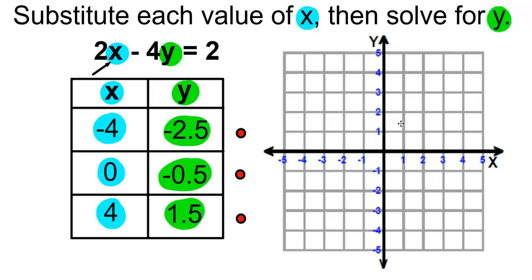We'll now plot this on the graph. So we'll start when x is equal to negative 4, y is equal to negative 2.5. Our next plotted point is when x is equal to 0, y is equal to negative 0.5. And finally, when x is equal to 4, y is equal to 1.5. We'll then take the plotted points and draw a straight line to connect the dots. And we're left with an oblique line.